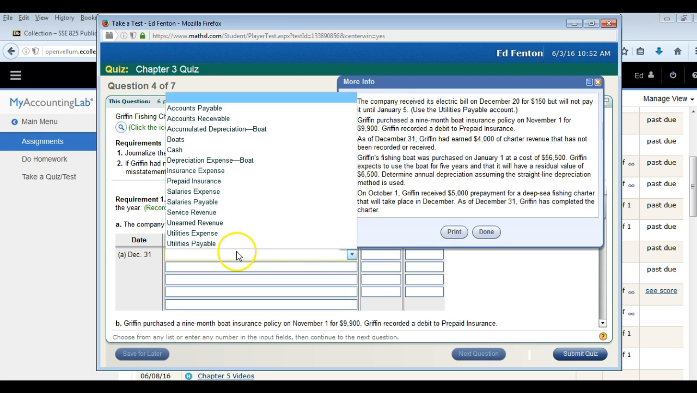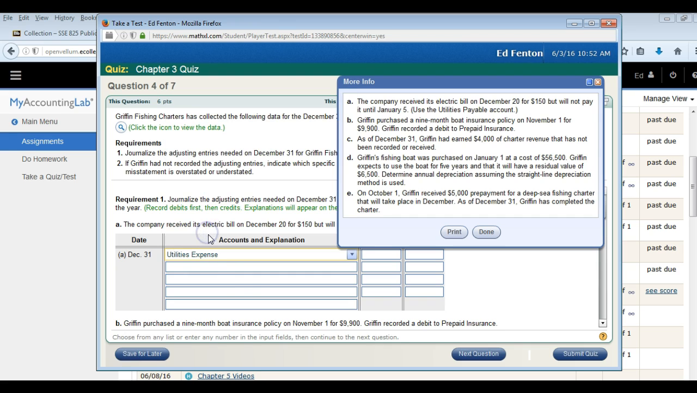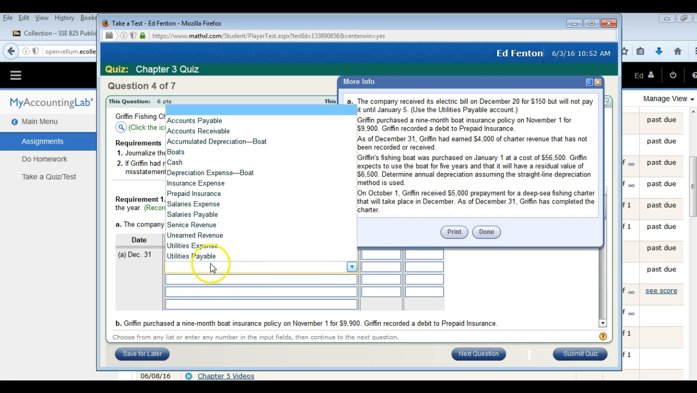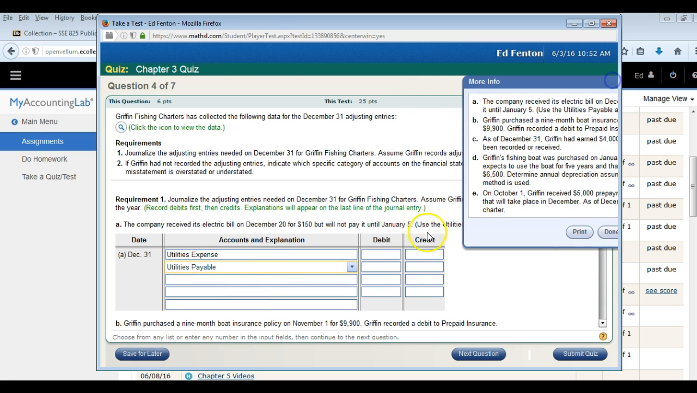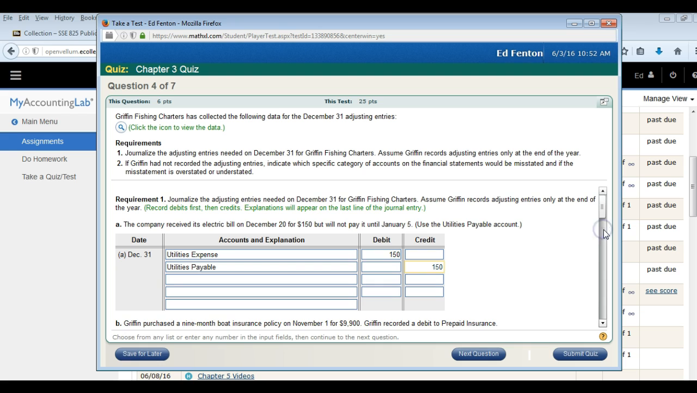So this will be utility expense. Since we incurred this expense this year, we do owe the money, so utilities payable. The dollar amount is $150. We'll type this in. So there's the first entry: utilities expense and utilities payable. We have an expense account and a liability account. Now to analyze this one, let me just get this out of the way.